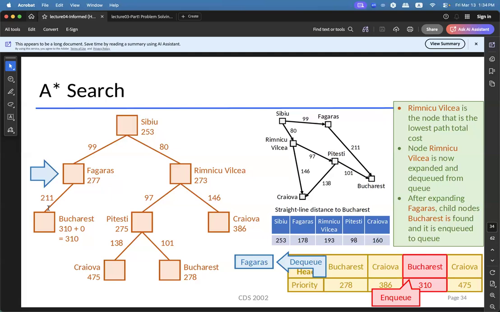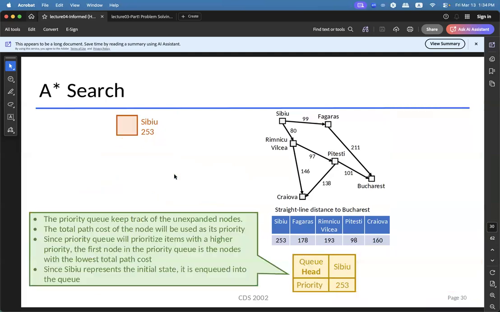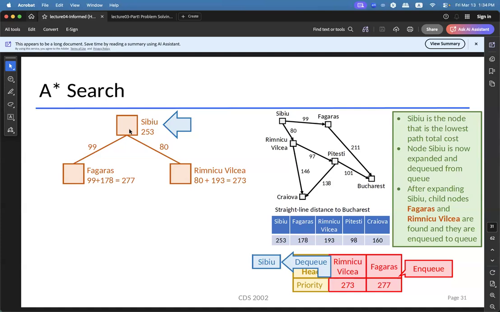Okay, path cost of a node means the overall sum of the step costs from the root node to that node. You cannot just take one step cost and call it the path cost unless you are talking about a first-layer node. No matter what, your path cost should be the step costs from the root node to the node. Just because the Fagaras node and the Rimnicu Vilcea node are one step from Sibiu, it looks like the step cost is the path cost.